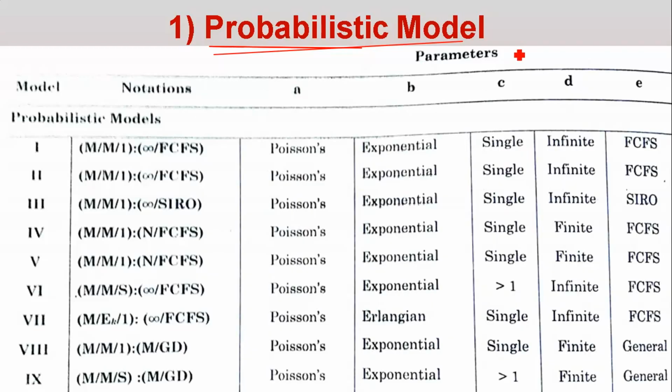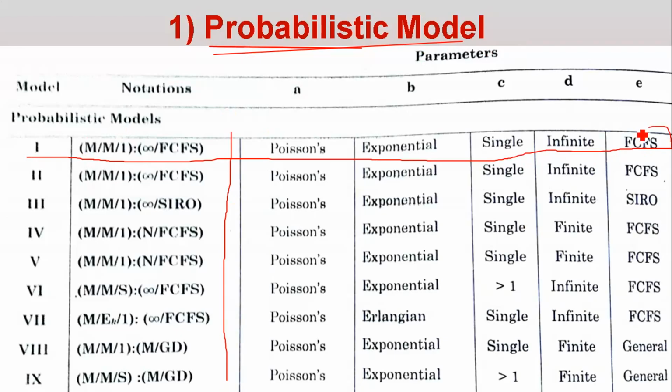So we have seen three models till now. First one was probabilistic model, another was deterministic model, and third was mixed model. So these were the different types of models. Those were discussed in probabilistic model. So today we are going to discuss the first model, that is this one, right? We are going to discuss this first model that is indicated as M/M/1 infinite FCFS.